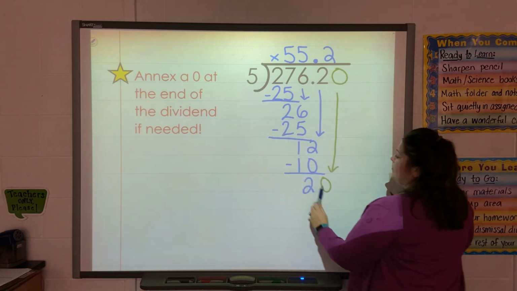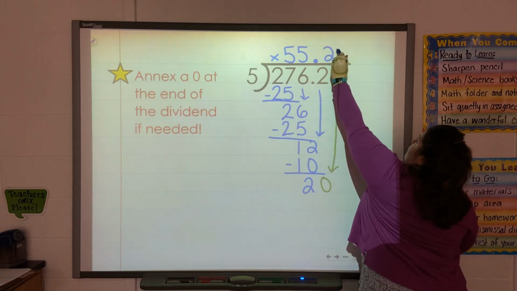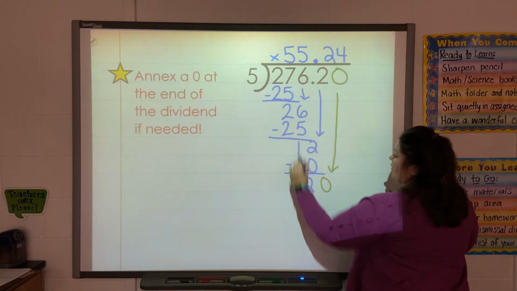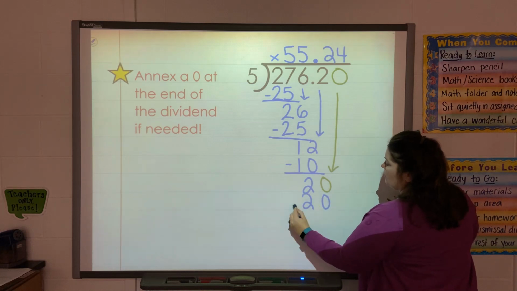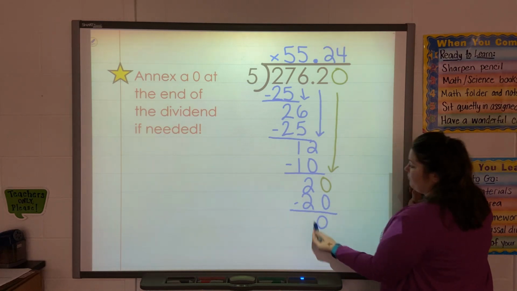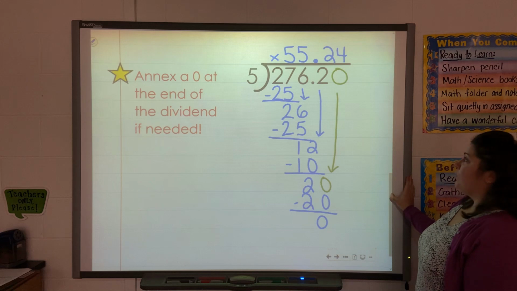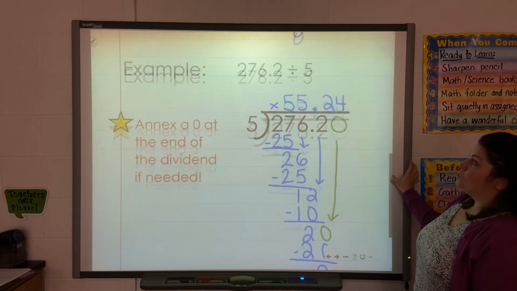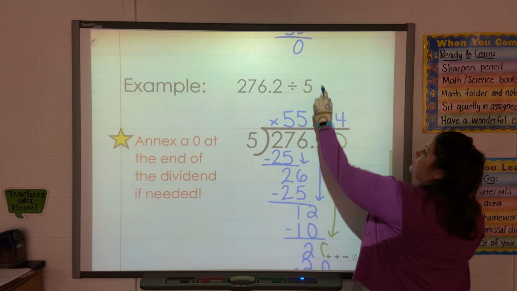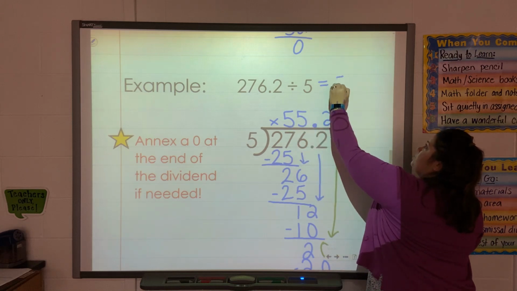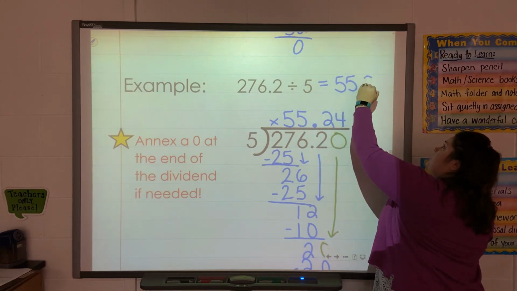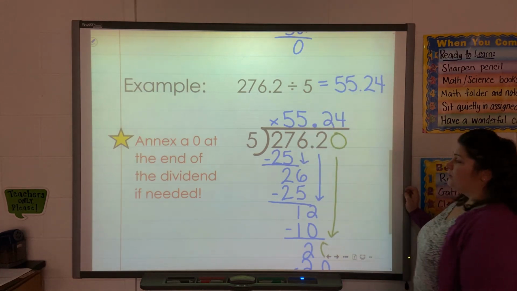How many 5s come out of 20? 4. 4 times 5 is 20. Subtract. Now we have nothing left over and we can stop. So 276 and 2/10 divided by 5 is 55 and 24 hundredths.